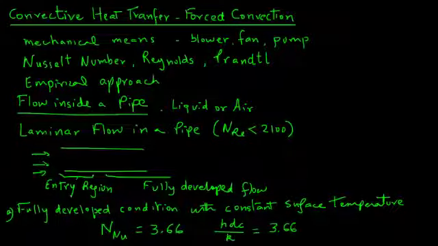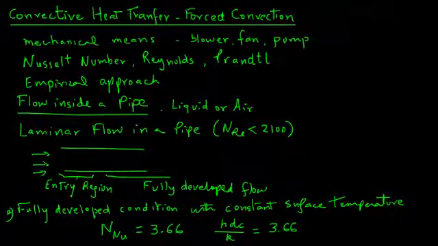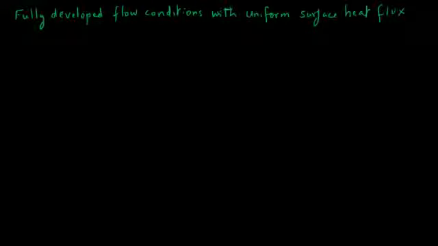So if you are given the characteristic dimension, which in this case will be the inside diameter of the pipe, and if you know the thermal conductivity of the fluid, then just substituting those values in this equation, you can find out the convective heat transfer coefficient. Another condition is of a fully developed flow with uniform surface heat flux. So in this case, Nusselt number will equal 4.36.